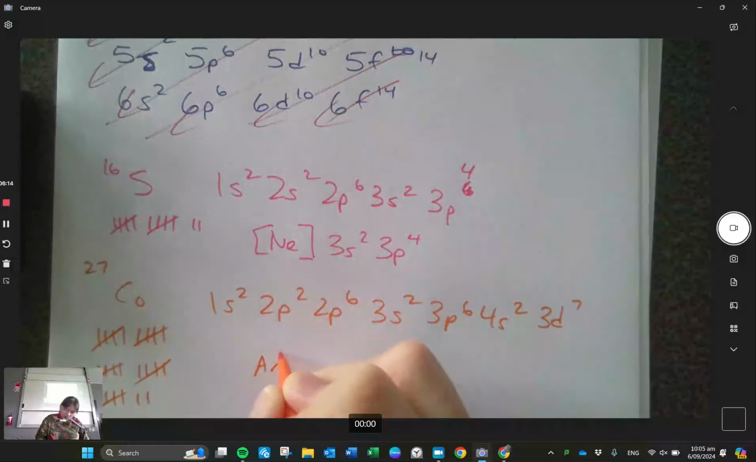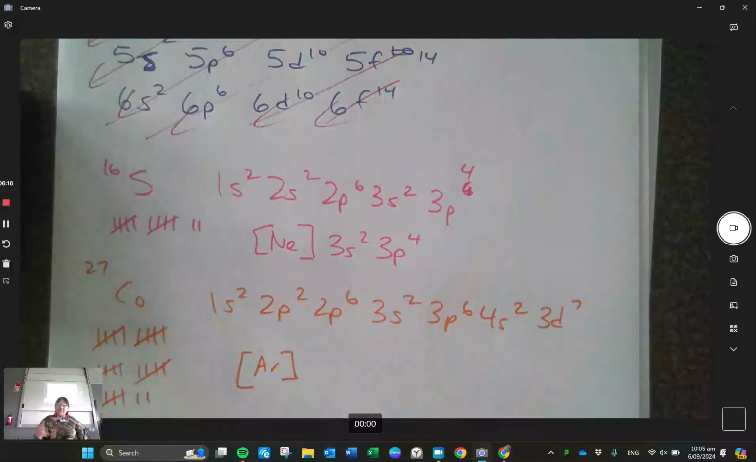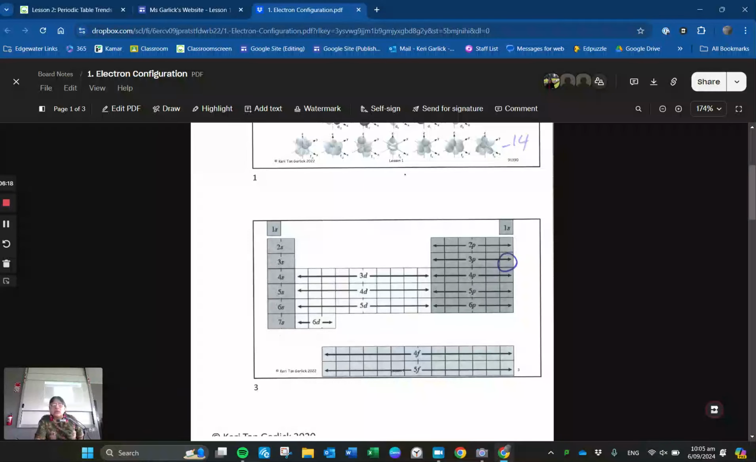So you do Ar, which would be 18. Do we have to? No. These are both correct options. I just want to point it out because sometimes in the marking schedule, they do the shorthand version as well.